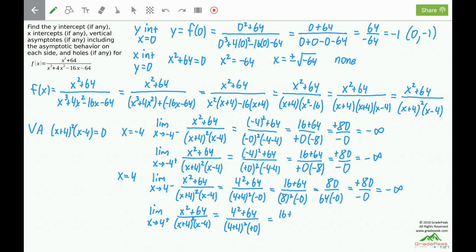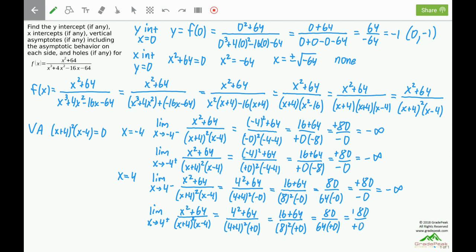Four squared is 16. So 64 over 4 plus 4 is 8 squared times a positive 0. 16 plus 64 is 80 over 8 squared is 64 times a positive 0. So we have 80 over a positive times positive is positive. 64 times 0 is 0.